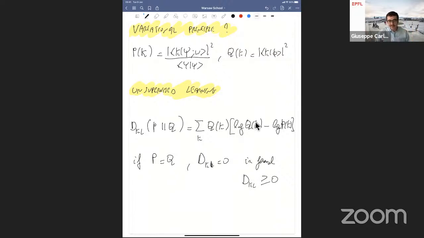So if you minimize it, you can find the best approximation that matches the experimental Q of K. So now my loss function as a function of the weights is just this pseudo distance DKL, and I want to minimize this loss function.